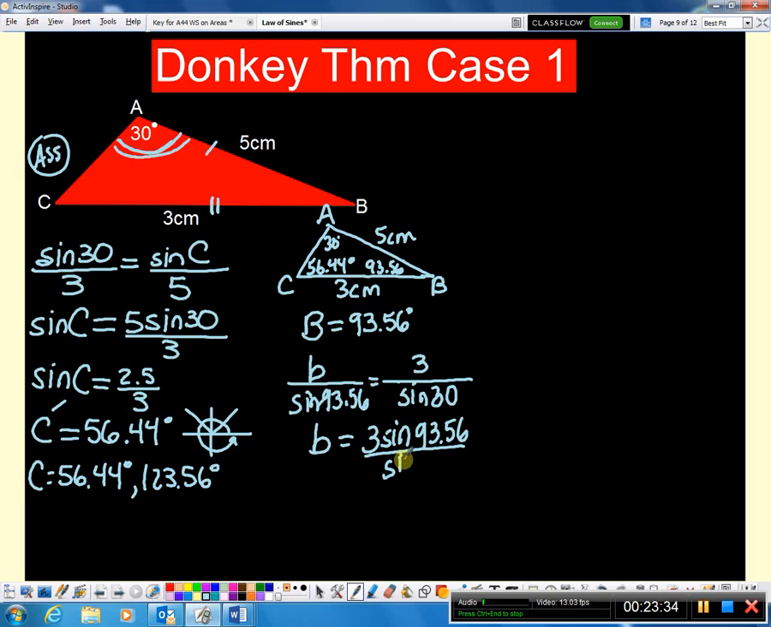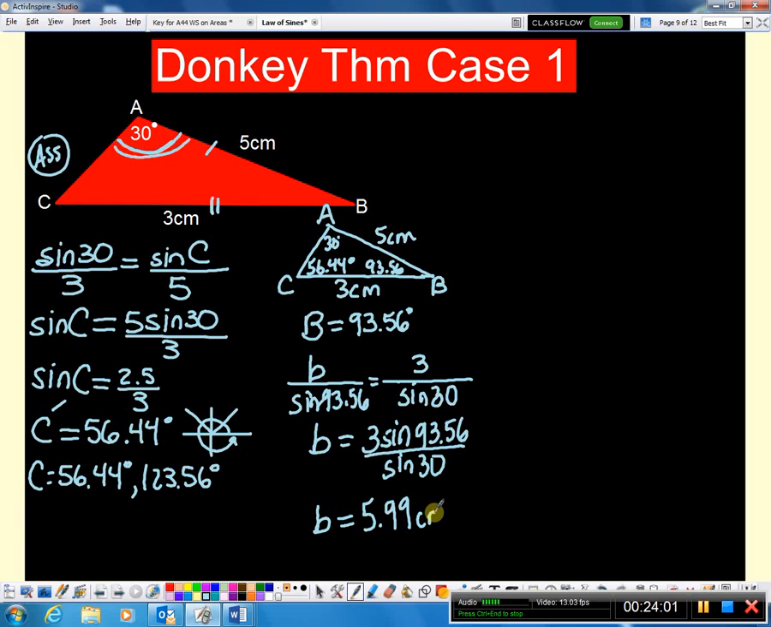And then let me just go to the calculator. So sine of 93.56 times 3, and then divided by half. I'm getting that this would be 5.9. It looks like 988 runs up to 99 centimeters.